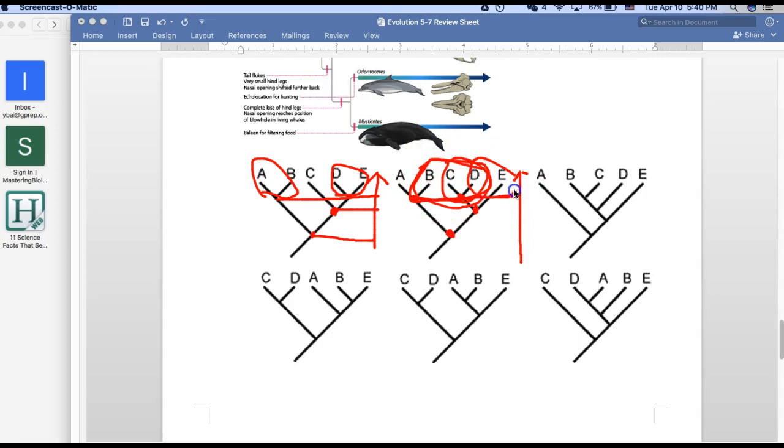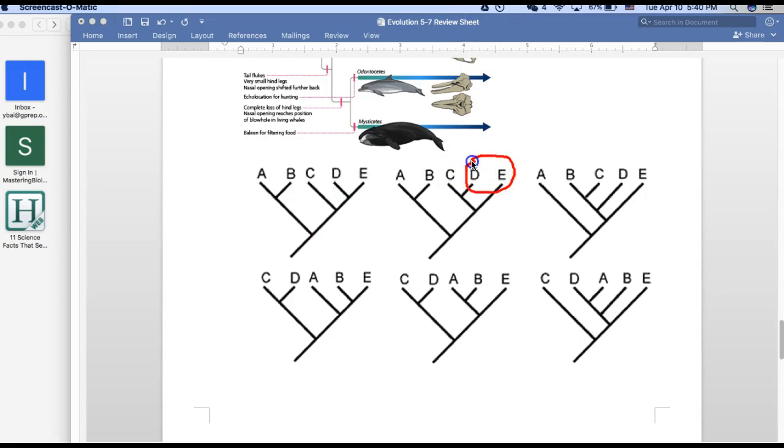This is getting a little messy. This is also not a clade because D, A, E share a most recent common ancestor right here, but you didn't include C. If you do this, this is a clade.